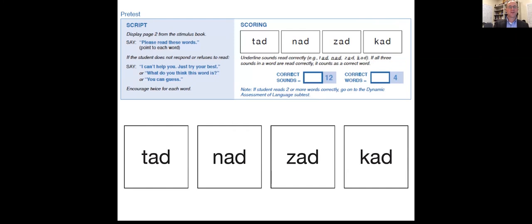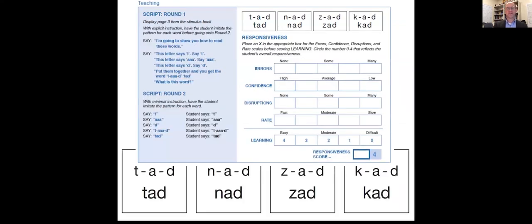However, if you turn around and teach the children very briefly how to read these words, some very interesting information begins to emerge. So we tell the children, this letter says t, say t. This letter says ah, say ah. This letter says d, say d. Put them together and you get the word tad. And we just do that with each one of the words. And then we have the children imitate us also in round 2.